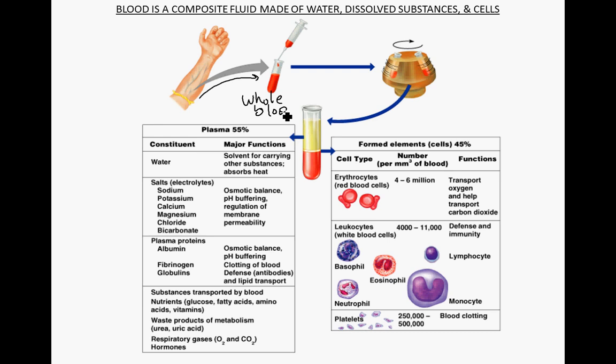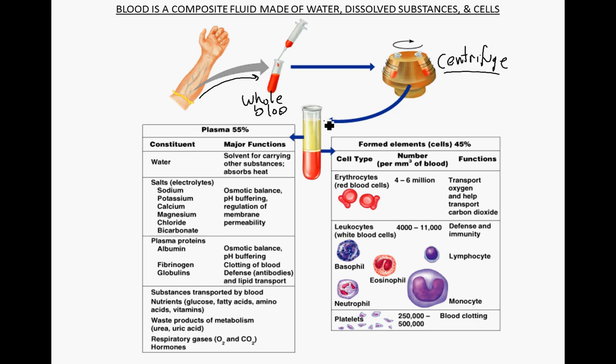So this is whole blood, and that whole blood can be separated into different components. And the way you separate them is using an instrument or device called a centrifuge that spins really quickly, and due to gravity, the heavier elements of that blood go to the bottom, and the lighter ones go to the top, and you can see them separated out there. So we'll talk more about that in just a minute.